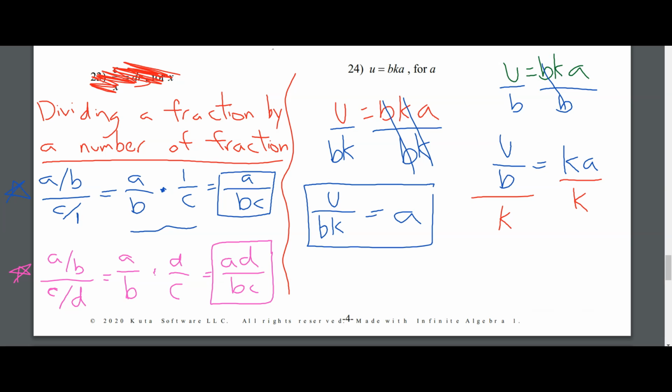So over here, if I come back to my original problem, this gives me u over b times 1 over k is equal to a, which gives me u in my numerator, bk in my denominator is equal to a, which is the same thing we got originally. Notice how much more work that involves, though, rather than just dividing by b and k at the same time. So again, both perfectly legal in the realm of our math rules, but one is much more efficient than the other.